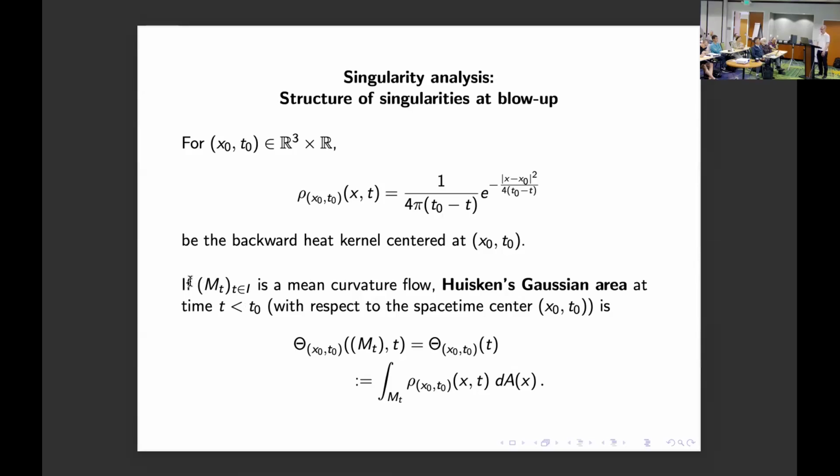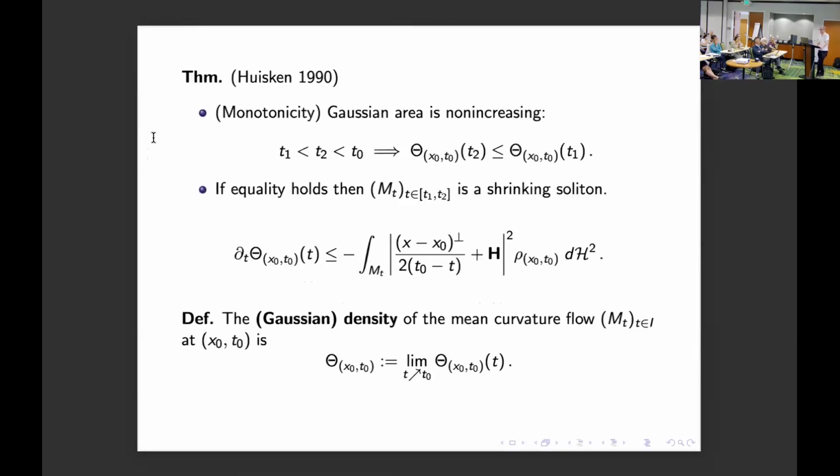And so Huisken's, if you give yourself a mean curvature flow here, M_t, then Huisken defined the Gaussian area at some time t strictly less than t0, where t0 is our time base point, as follows: you just take this kernel and integrate it over the time t surface with respect to area. So that's our theta sub x0, t0 at time t, and Huisken proved that this is monotone. If you look at the Gaussian area at the later time, it's less than or equal to the Gaussian area at the earlier time. And if equality holds, then you have a shrinking soliton.